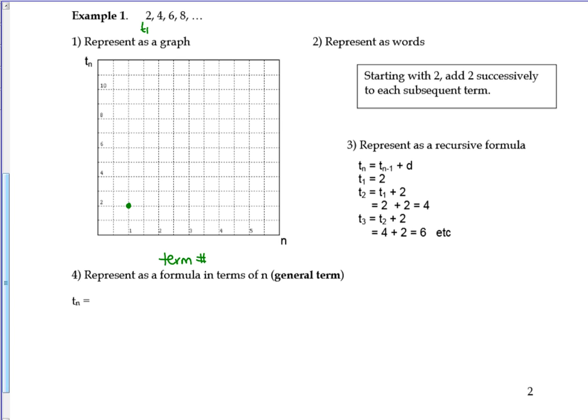So when n was 2, term 2, what's the value of it? 4. Okay. When n is 3, term 3 would be 6. Term 4, 8. Okay. So notice that the data is going to be discrete data. Do you remember that from 10C? The graph will be, what does it mean to be discrete?